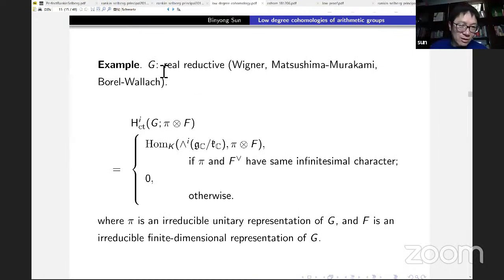Let's give one example of continuous cohomology. Now we assume G is a real reductive group, pi is an irreducible unitary representation of G, and F is an irreducible finite dimensional representation of G. And we are interested in the cohomology of this tensor product.